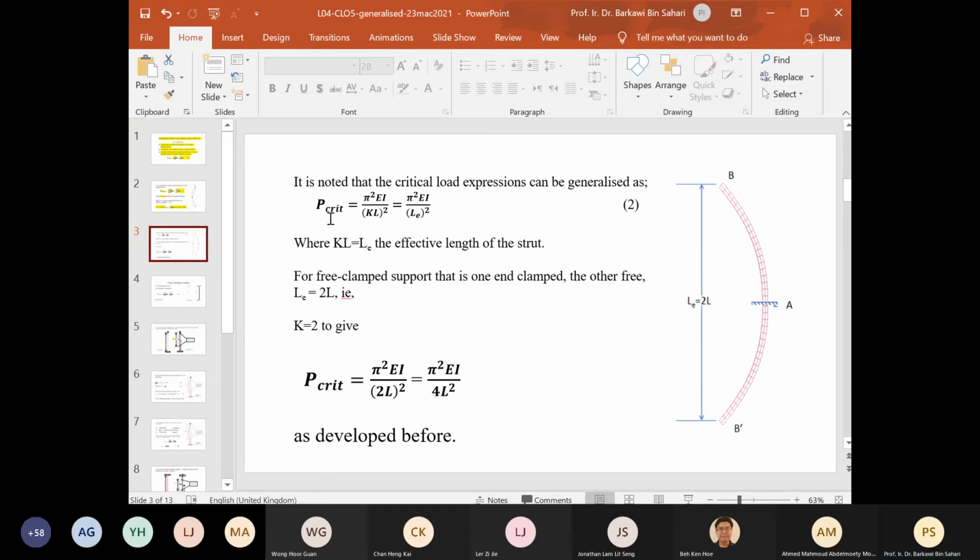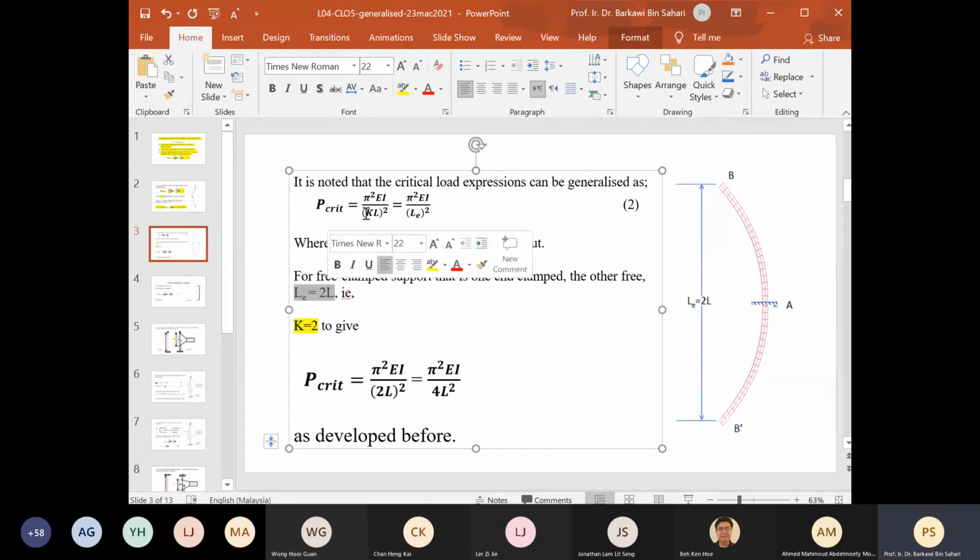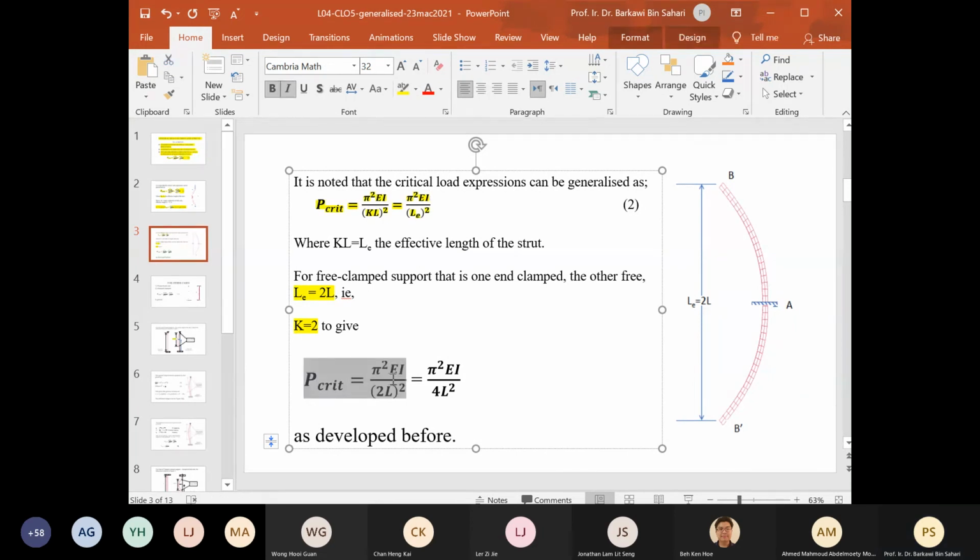For the clamp free support, we can put K equal to 2, or LE equal to 2L, from this general equation. By doing that, we have P critical equal to pi squared EI over 4L square. Okay, so at least the LE effective length concept applies to these two cases.